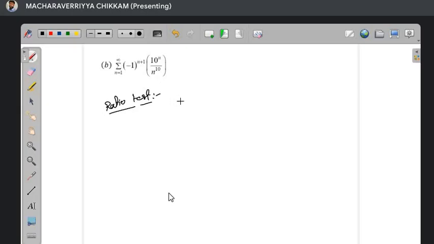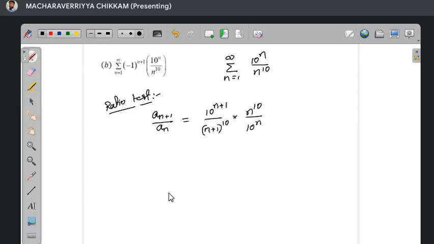Here, the corresponding absolute value series is the summation from n equals 1 to infinity of 10^n over n^n. First I want to see a_(n+1) over a_n. You know a_(n+1) here is 10^(n+1) over (n+1)^(n+1), times the reciprocal of a_n, that is n^n over 10^n. This can be rewritten as 10 times (n/(n+1))^n.